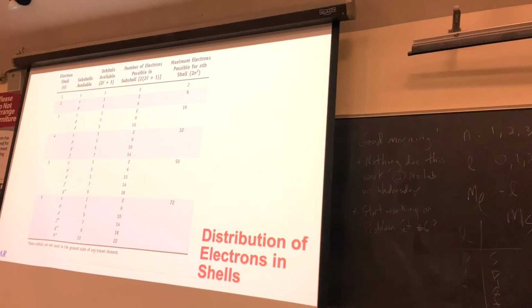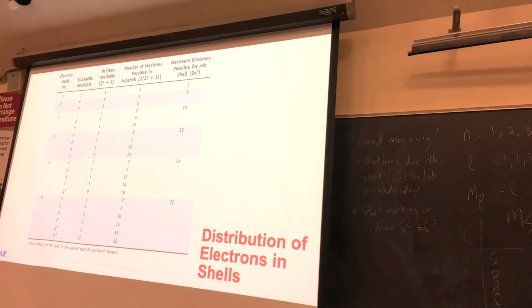Here at the top, notice the number of electrons, maximum electrons, 2 times n squared. So 1 squared times 2, 2 electrons. 2 squared, 4 times 2, 8 electrons, etc. Number of orbitals, and so on. It's all coming together.